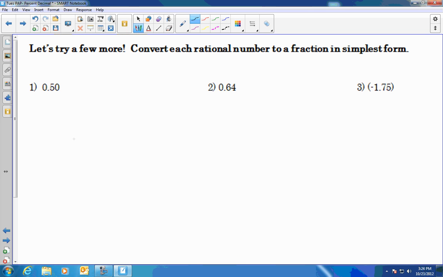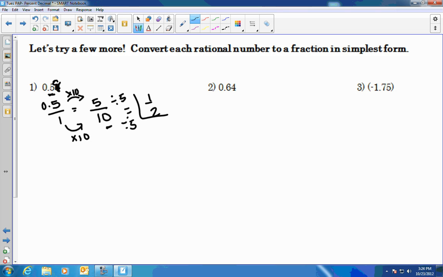So on this first one, we don't really need this 0. It doesn't make anything for my example. So I'm going to put 0.5 over 1. I've got one decimal place, so I need to multiply by 10. Which means I also need to multiply the bottom by 10. Now here's kind of a shortcut. There's one decimal place, there's 1 0. That will always be true. Both of these divide by 5, which makes this reduce to 1/2.